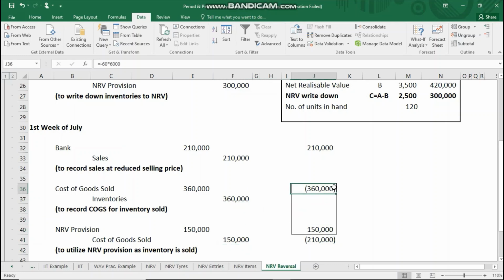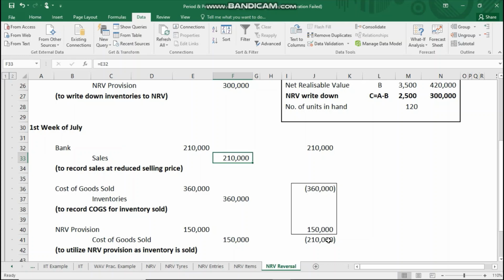So the net impact on cost of goods sold is 210,000, which is equal to my sales amount, because we sold the inventory at 3,500 and we wrote down the inventory at NRV, which is again 3,500. So sales minus cost of goods sold equals 0.